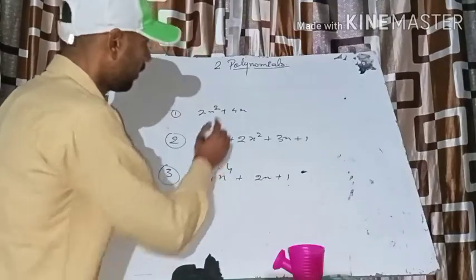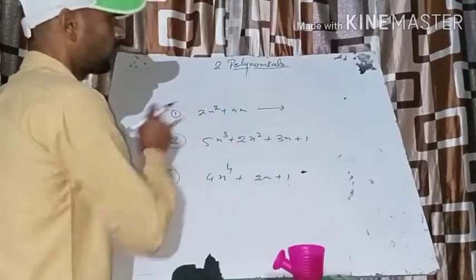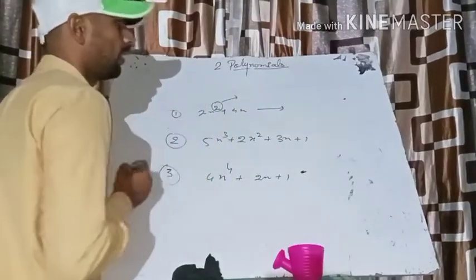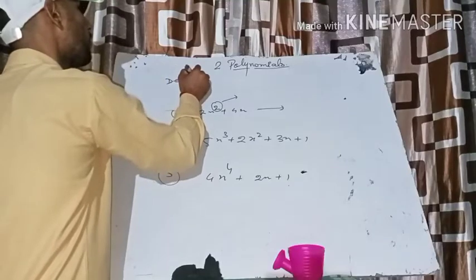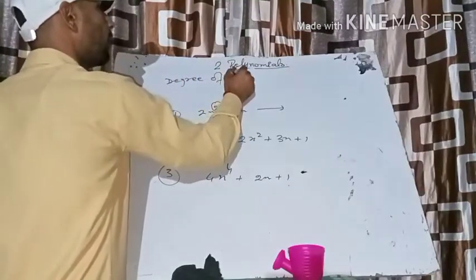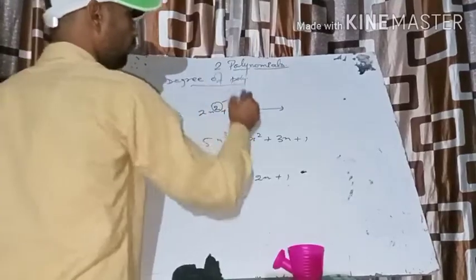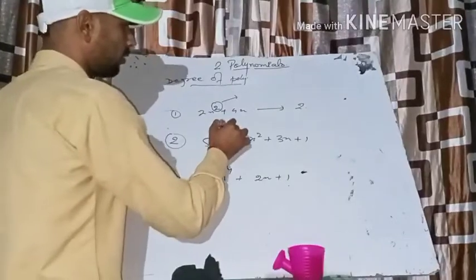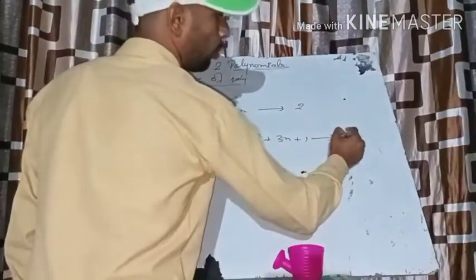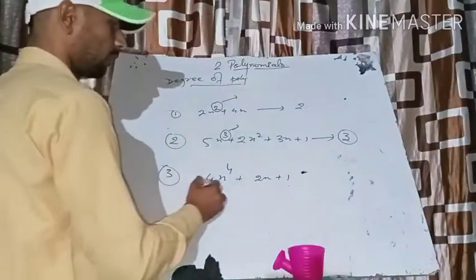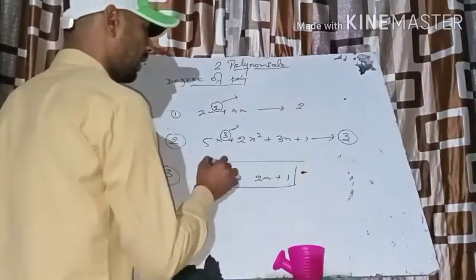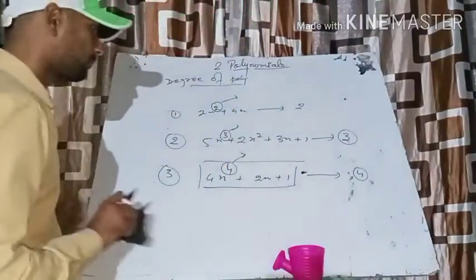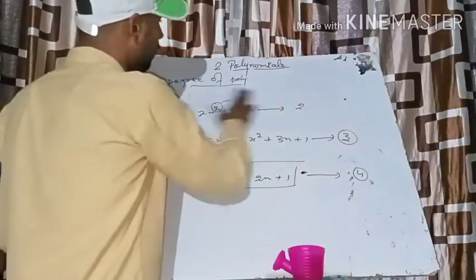In the first example, what is the highest power of the algebraic expression? Just 2. That's why the degree of the polynomial is 2. In this expression the highest power is 3, so the degree of the polynomial is 3. And in this algebraic expression the highest power is 4, that's why the degree of the polynomial is 4.